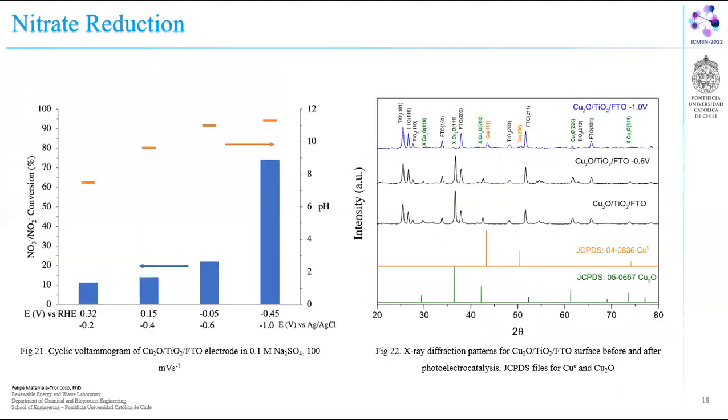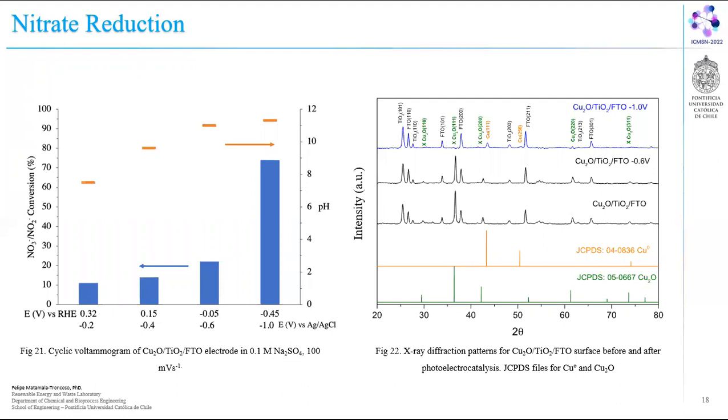The result for the conversion of the nitrate to nitrite was measured by ion chromatography and is presented in figure 21. The results were obtained after 3 hours of the photoelectrocatalysis.